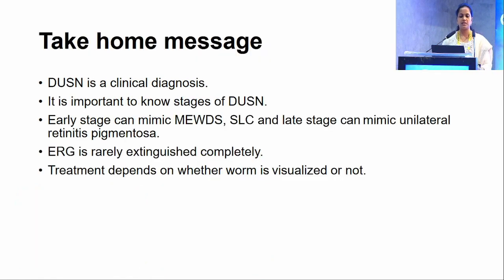The take-home message: DUSN is a clinical diagnosis. It is important to know the stages of diagnosis because early identification and treating in the early stages will prevent progression to the chronic stage and profound vision loss. Early stage can mimic MEWDS and SLC, and late stage can mimic unilateral retinitis pigmentosa. ERG is rarely extinguished completely in case of DUSN. Treatment depends upon whether the worm is visualized or not, whether we can go for photocoagulation or medical treatment.